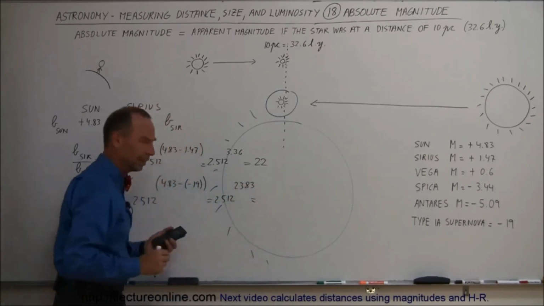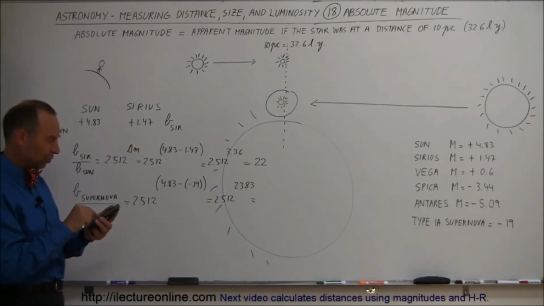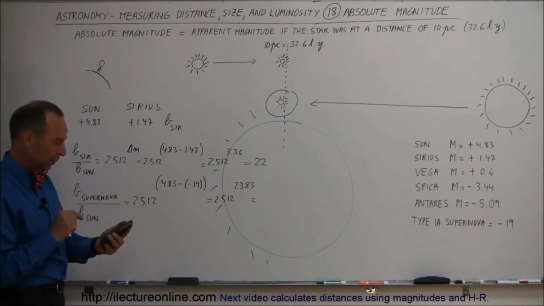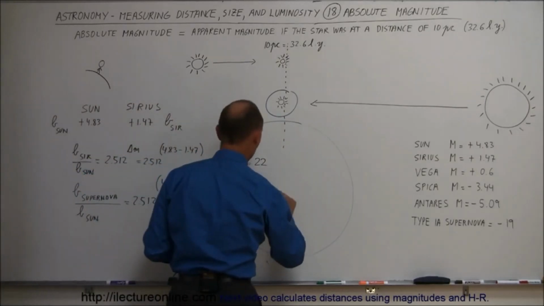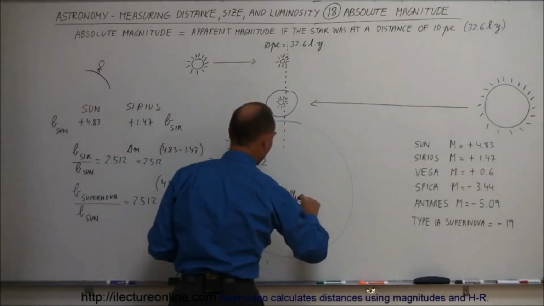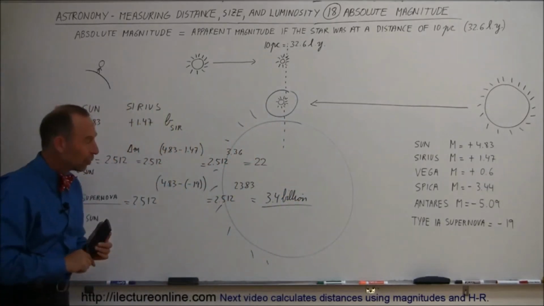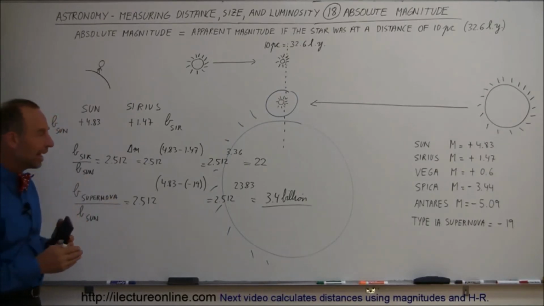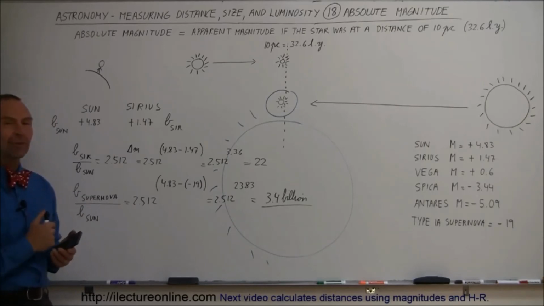23.83 power. That's going to be a really big number. Wow, I need scientific notation for this one. It would be 3.4 billion. So when a type 1a supernova explosion occurs, it puts out as much light, as much energy as 3.4 billion suns. That's absolutely enormous.